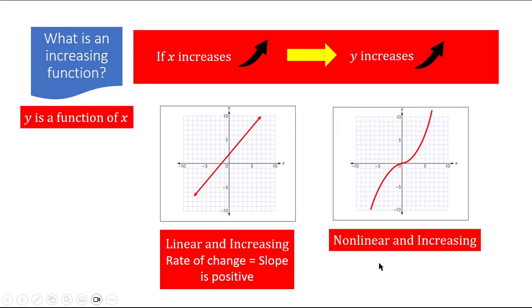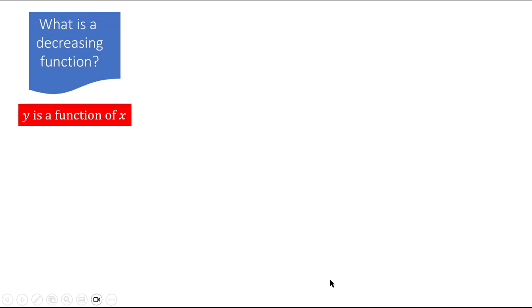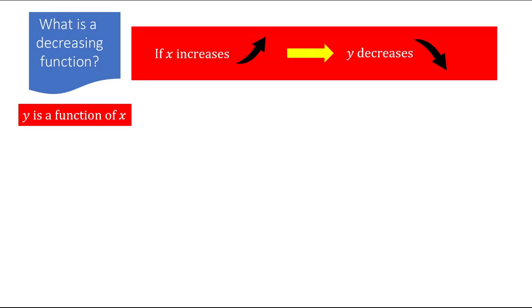This one is nonlinear and also increasing. If you look at the graph from left to right, it's going up. What is a decreasing function? Y is a function of x. Y is a decreasing function if as x increases, y decreases.